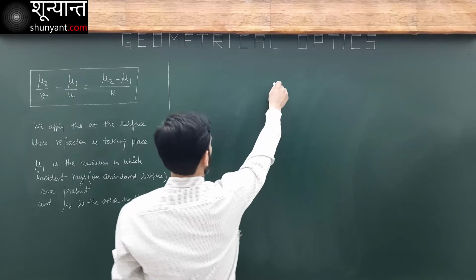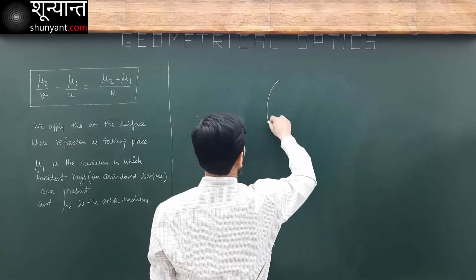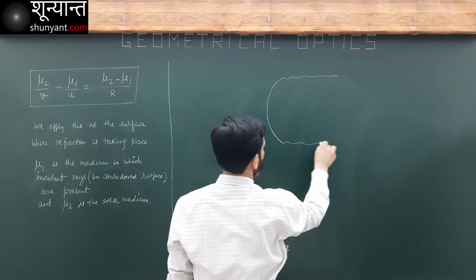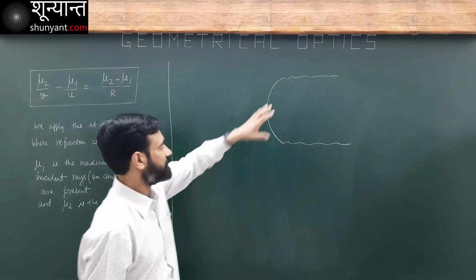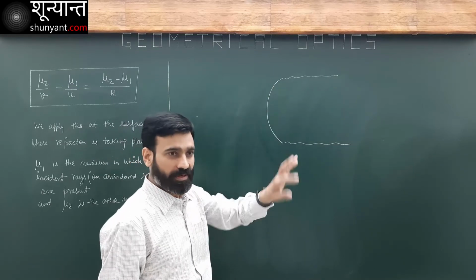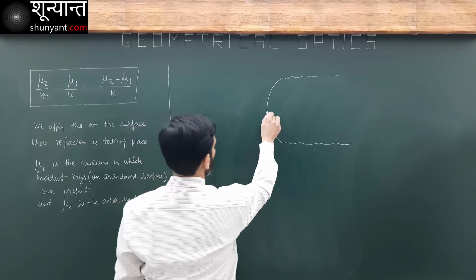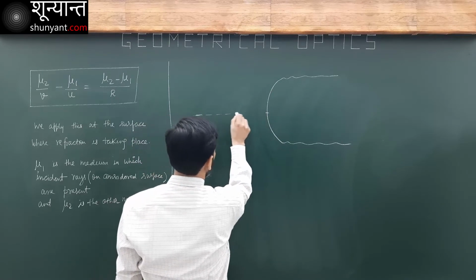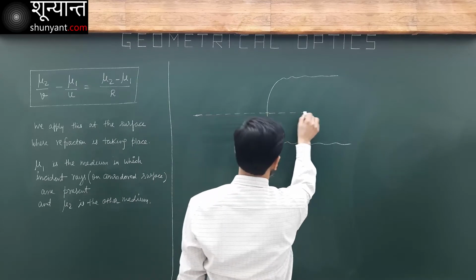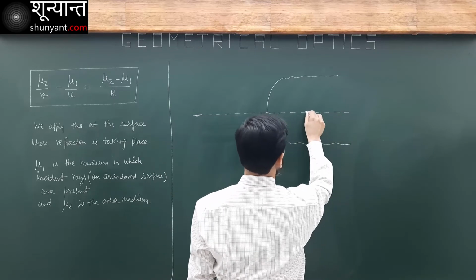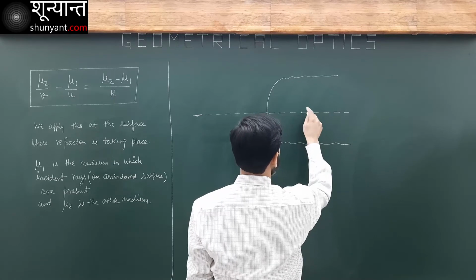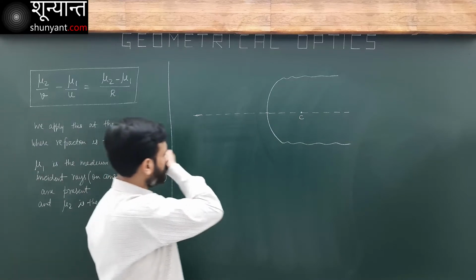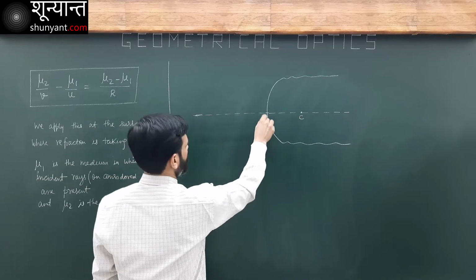Exactly the same relation. Let's say that I have this interface, which is separating two mediums, mu1 and mu2. This is my principal axis for this spherical surface. This surface is going to have some center. Let's say this is the center. Makes sense?